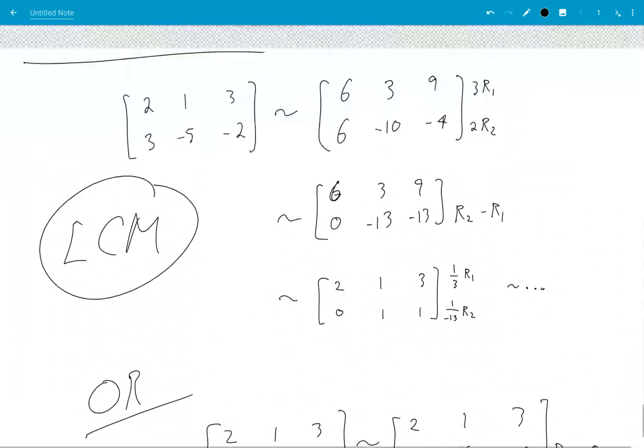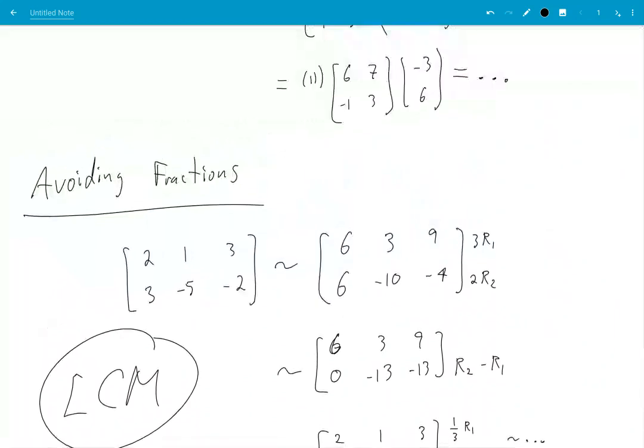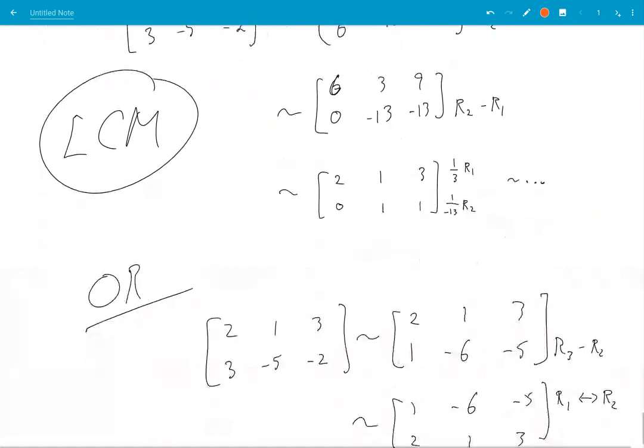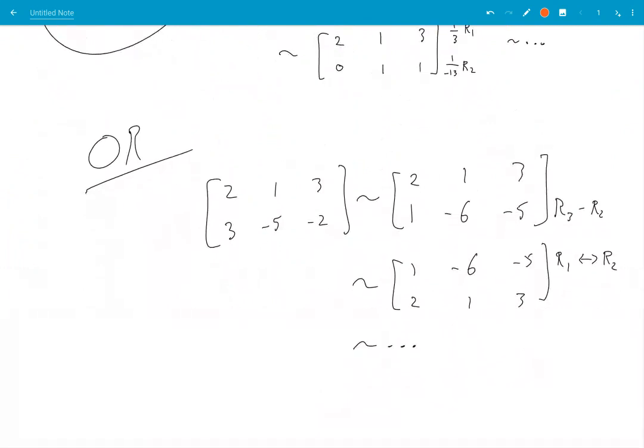Okay, so let me finish here by just saying this: if you find this avoiding fractions thing confusing, then it's not necessary. It's just something you can do to make yourself more efficient. But it really is more of an advanced thing that you should only try once you've mastered the first algorithm I gave you.